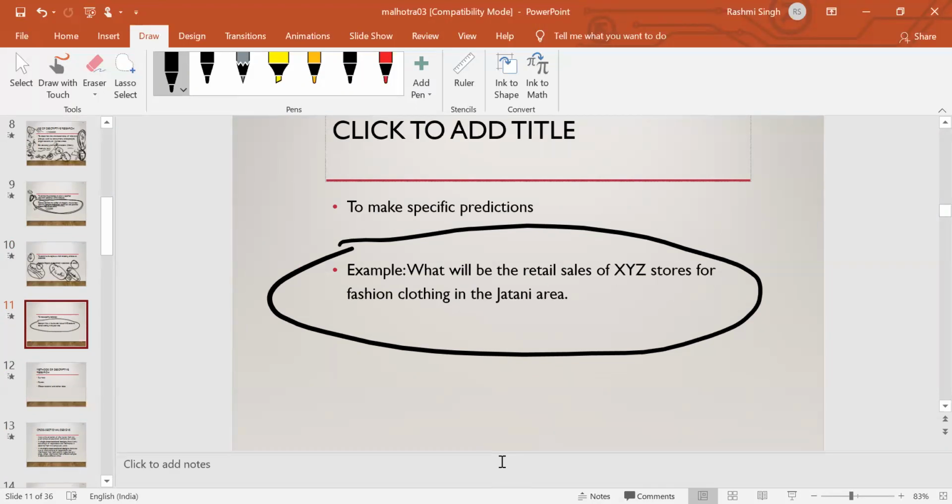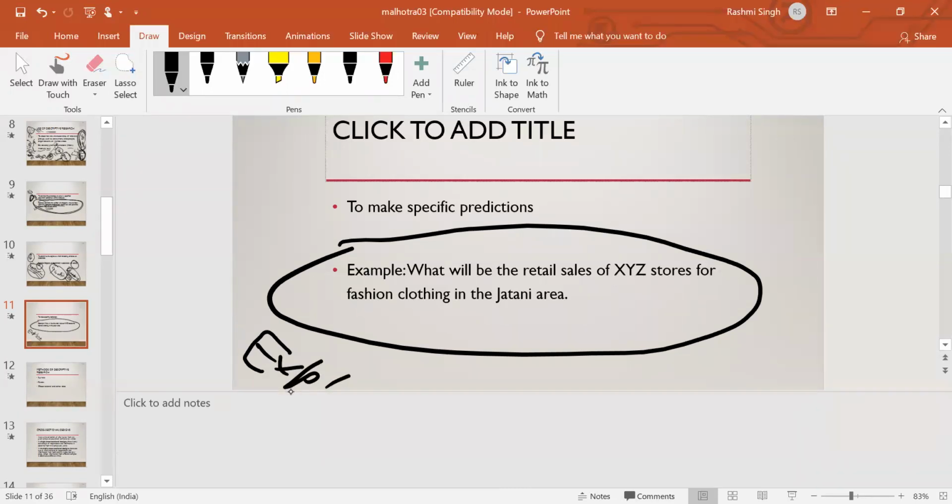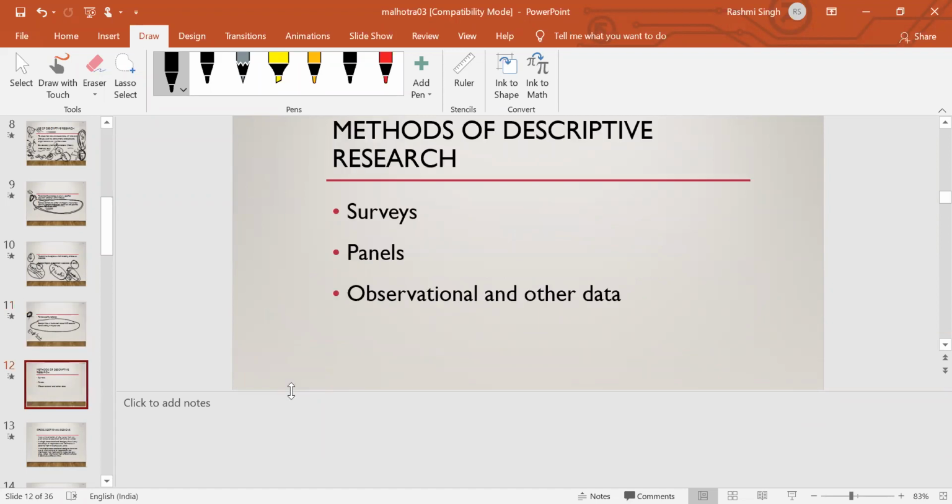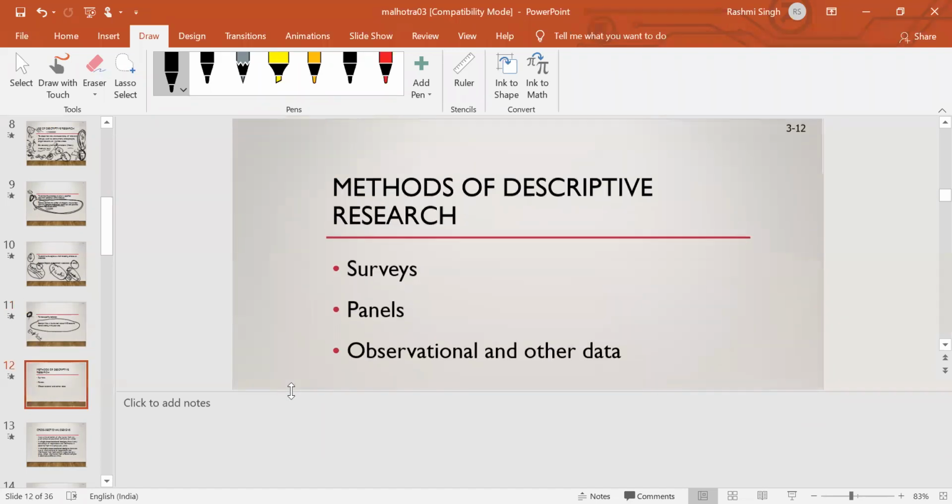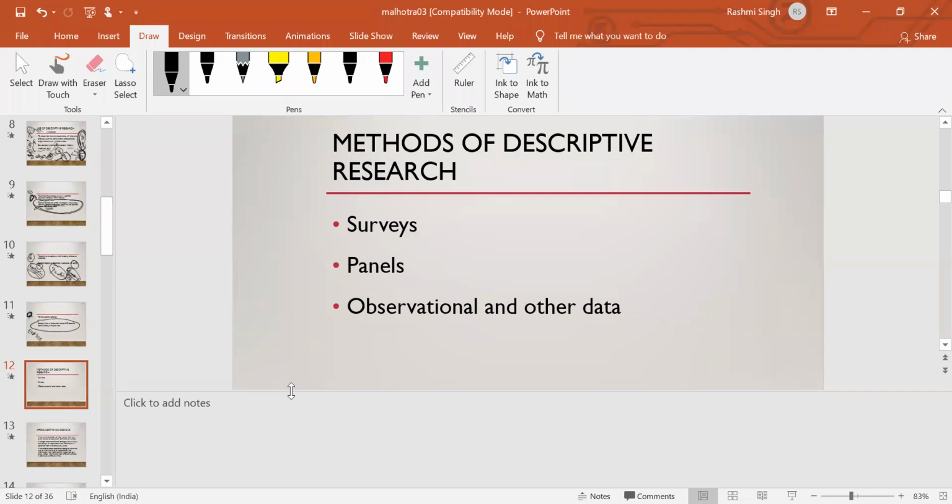Or in short, if I say exploratory, you will explore something new, some new insights or a new problem. And descriptive, you have identified your target market, and now you are going to describe that target market. Then you will use descriptive research. The third kind is the descriptive research methods. We will discuss this in coming classes.